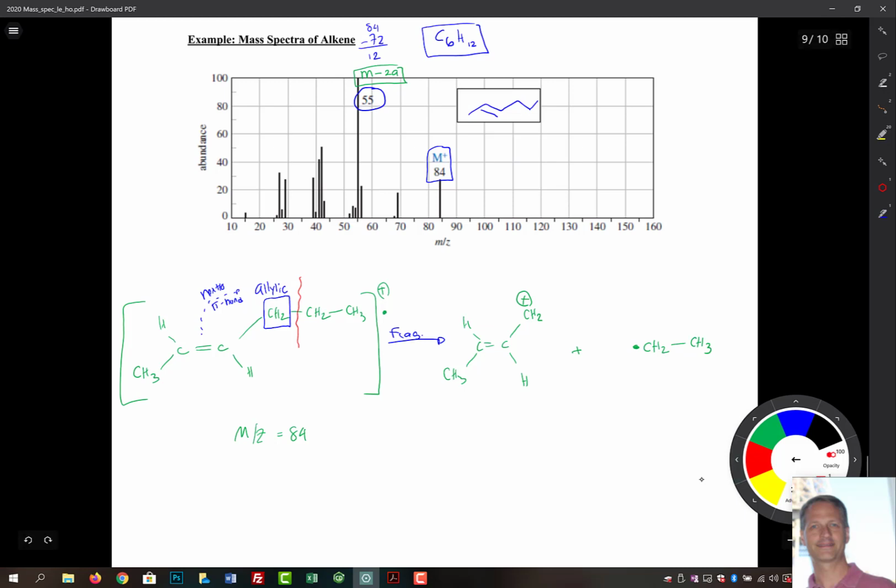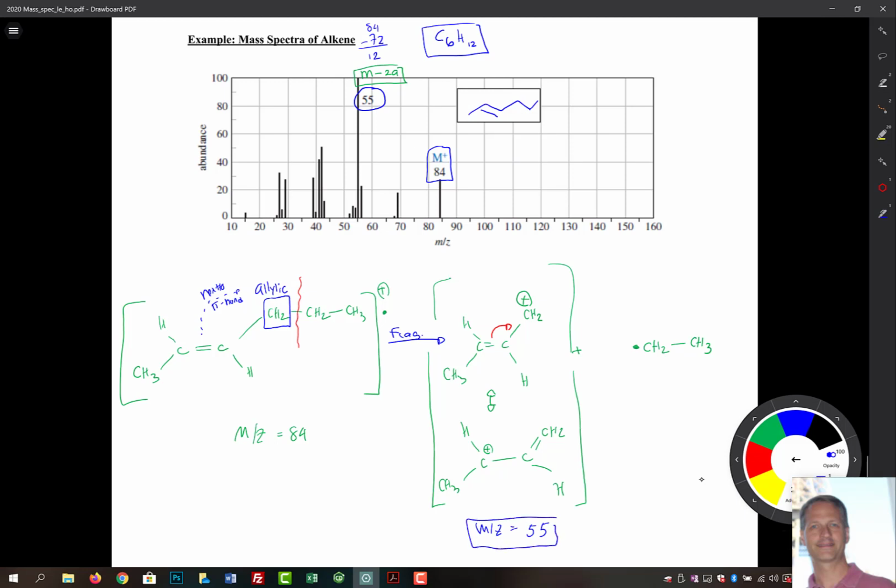Right? And then here we can have resonance, right? So we go through, and our resonance structure would do that. Right? So that would give you CH3, carbon, carbon, CH2, H plus right there. So that's fairly stable. At least it helps stabilize the carbocation. And then that gives you a mass to charge equal to 55. And so that resonance is why that's the most abundant ion there.